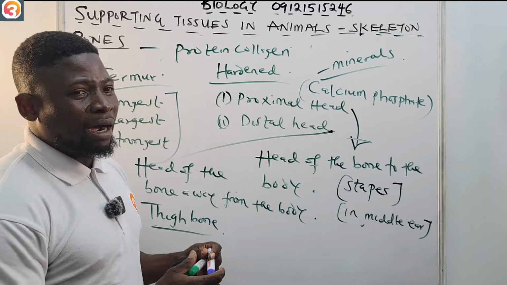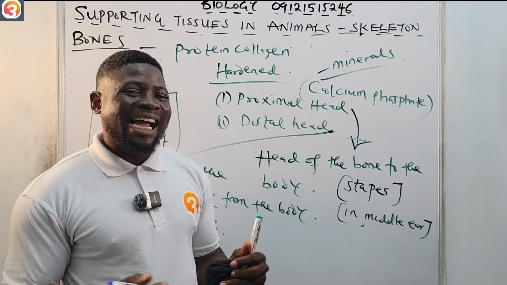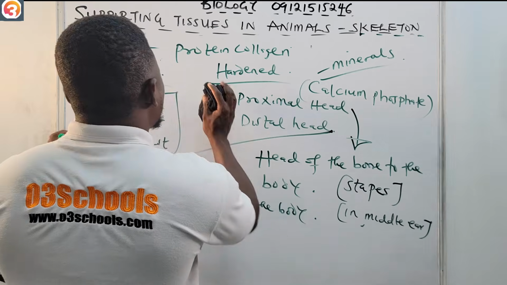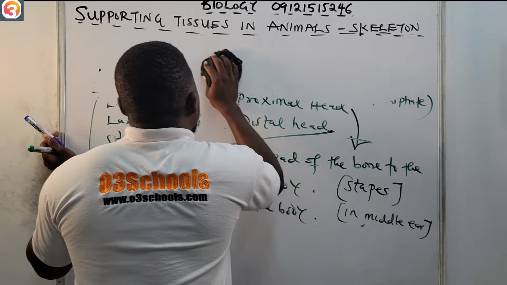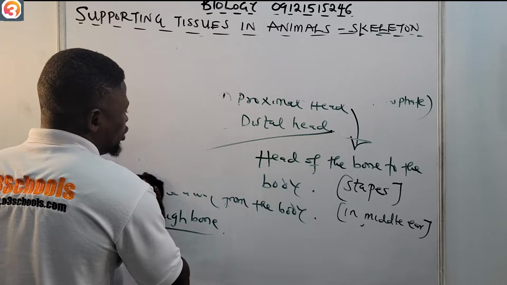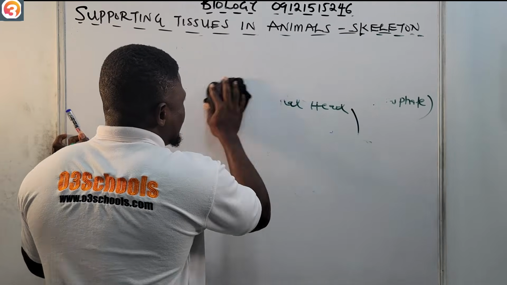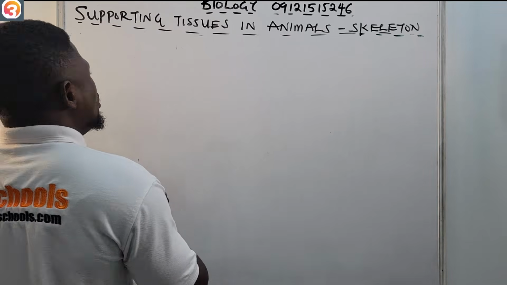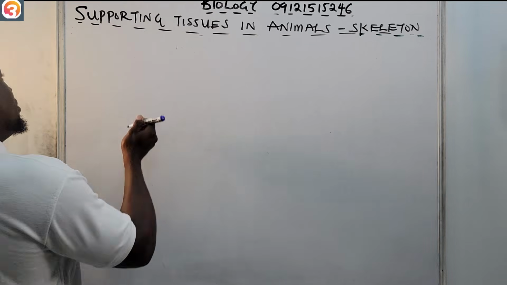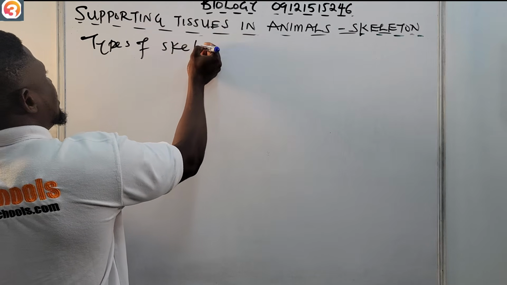So now, we are quickly going to look at types of skeleton. There are three types of skeleton. Number one, like you have known, is the endoskeleton. Another one is the exoskeleton. And the last one is the hydrostatic skeleton. So, three types of skeleton.